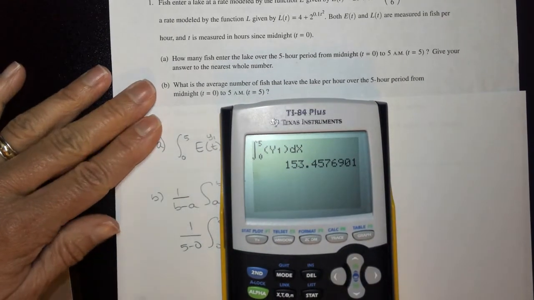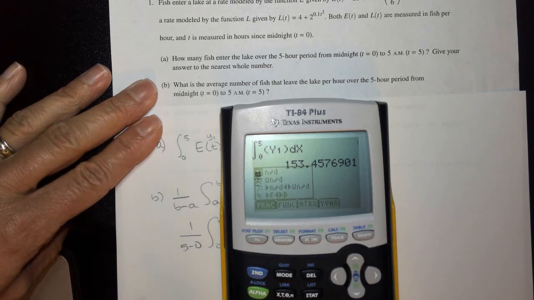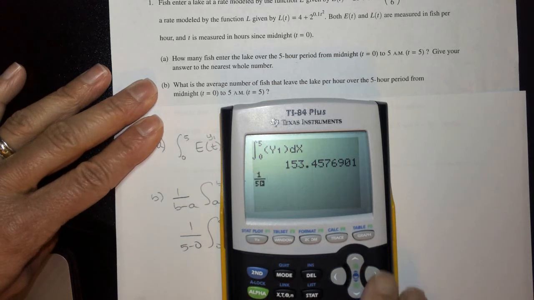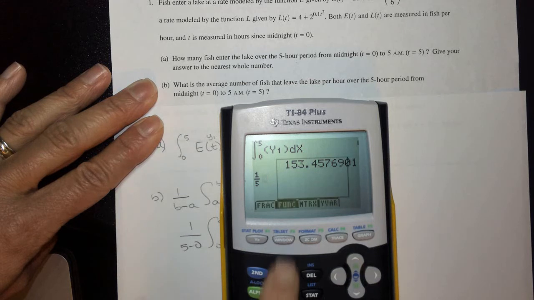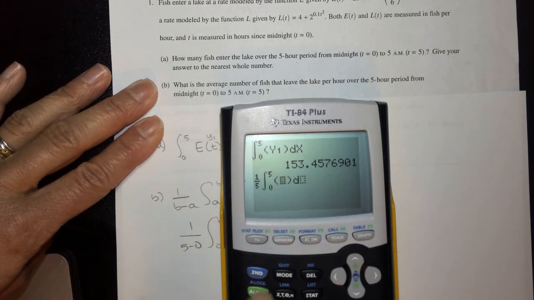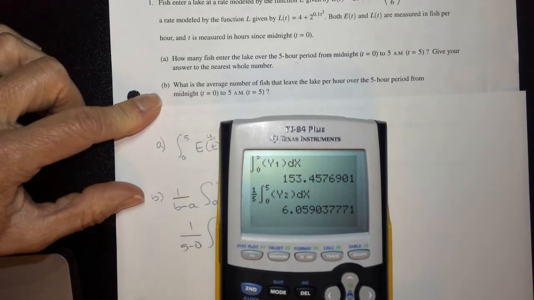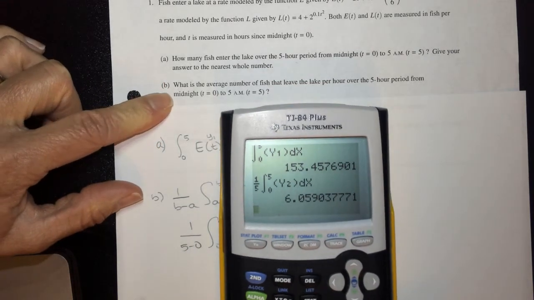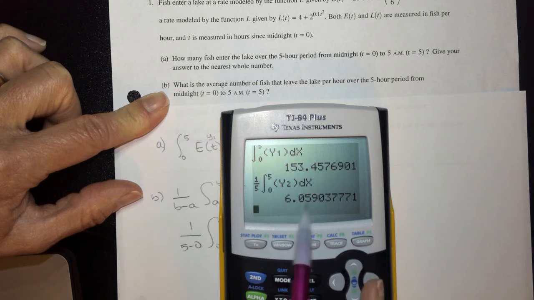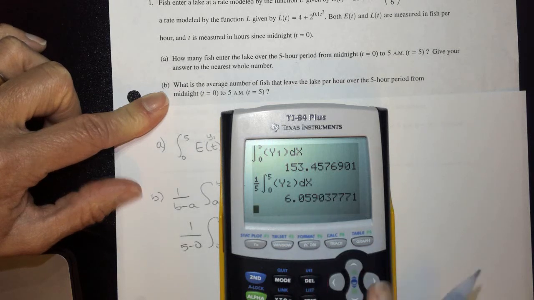So what I have here is my fraction of 1 over 5, okay, times the integral from 0 to 5, and then my function is in y sub 2. And this is dx. So when I press enter, it says nothing about the number, like the nearest whole number, so I'll probably truncate at 4.